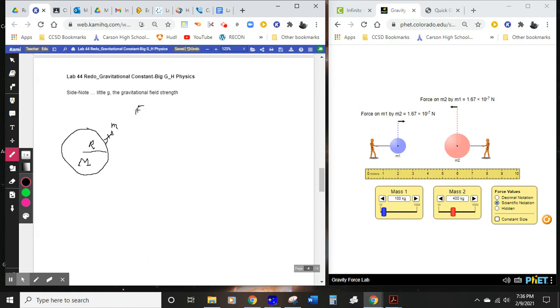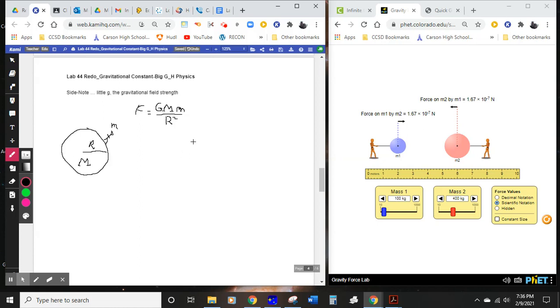So F is equal to big G times the mass of the Earth times this little m right here, which is the mass of the person, divided by the radius of the Earth squared. And this should be little m here, little m here.